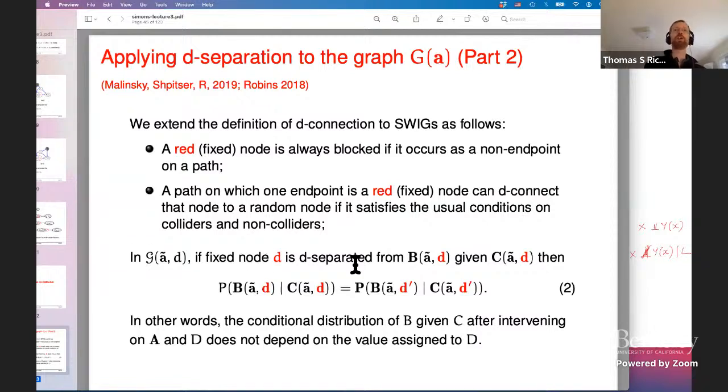Okay, so if a fixed node D is d-separated from a node B(AD) given C(AD), then it will turn out that the conditional distribution for B given C does not depend on the value to which D is fixed. So in other words, the conditional distribution of B given C after intervening on A and D does not depend on the value assigned to D. So this is some more information that we're able to read off from the SWIG.